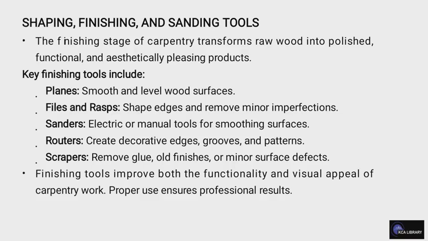For the shaping, finishing, and sanding tools, the finishing stage of carpentry transforms raw material into a polished, functional, and also aesthetically pleasing product. And key finishing tools include the plane, which smooths and levels wood surfaces. We have the file and rasp, which shape edges and also remove minor imperfections. We have the sander, which is an electric or manual tool for smoothing surfaces. We have the router, which creates decorative edges, grooves, and also patterns. We have the scraper, which removes glue, old finishes, or minor surface defects.